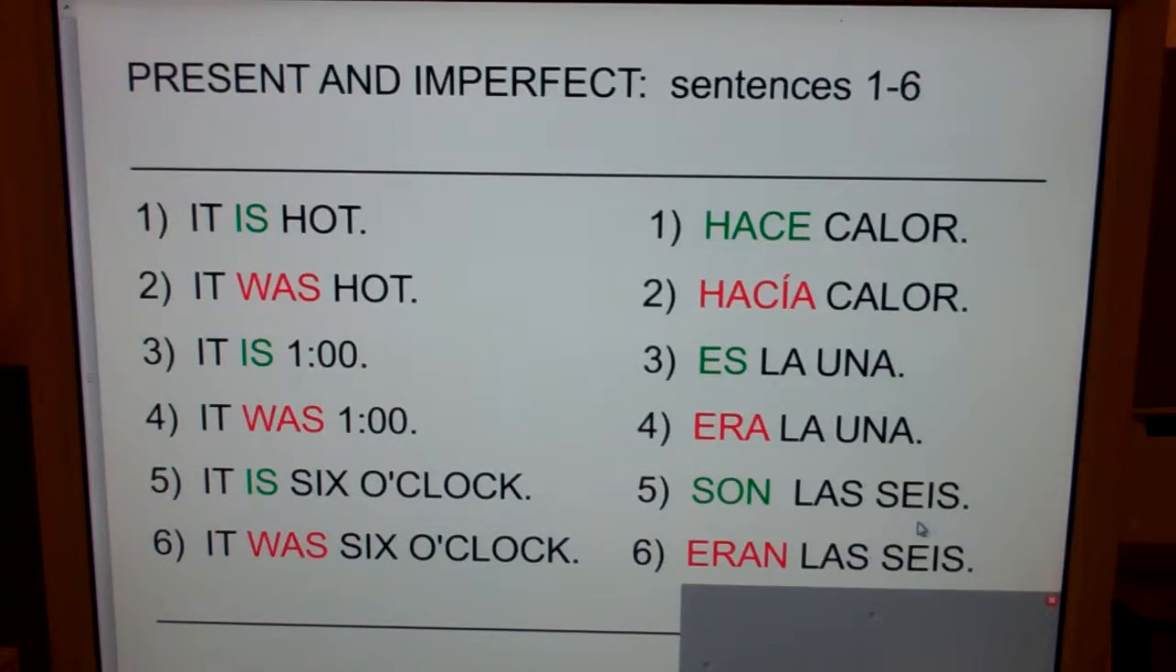And notice on 6, it's EI. In Spanish, just like in English, it's normally I before E. Here's a nice rule of thumb for Spanish 1 and most of Spanish 2. It's always I before E, except for 6, 20, 30, and baseball. 6 is EI, 20 is EI, 30 is EI, and baseball is EI. All right, that's present and imperfect sentences 1 through 6.